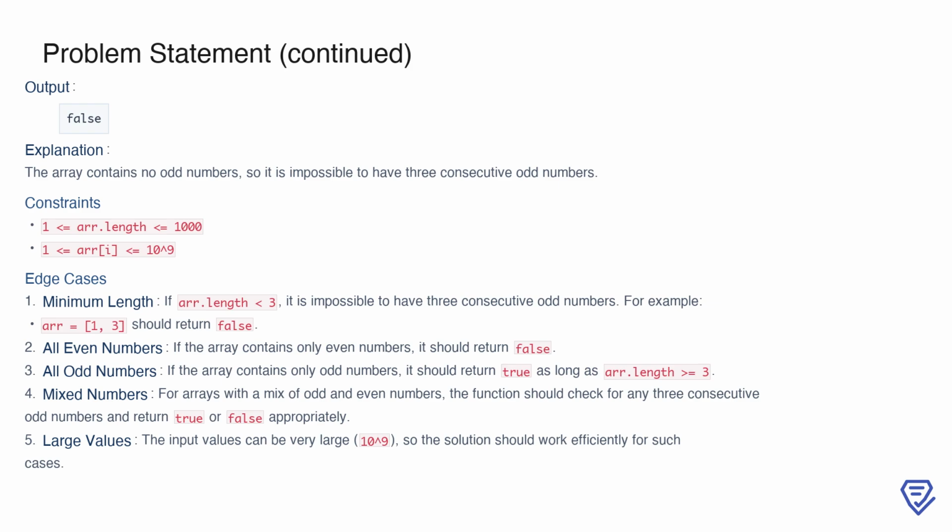If the array consists entirely of even numbers, it should also return false. Conversely, if the array contains only odd numbers and its length is at least 3, the result will always be true. For mixed arrays of odd and even numbers, the function must identify if any 3 consecutive numbers are odd. Lastly, since the values in the array can be very large, the solution must be efficient to handle these cases.